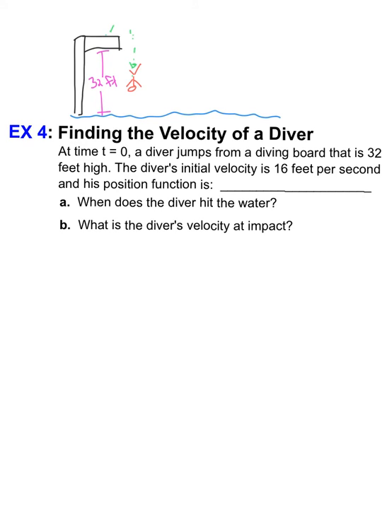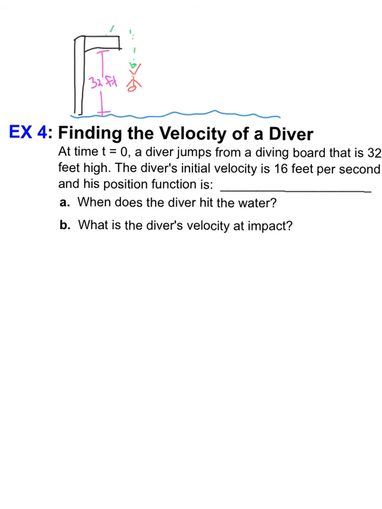All right, so at time t0, a diver jumps from a diving board. So this is time t0, and the board is 32 feet high, so that's why I put 32 feet here. This isn't a parabolic arc, so that's why we're using our general position function, which is a quadratic function.